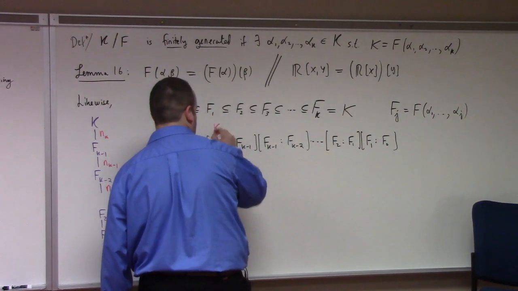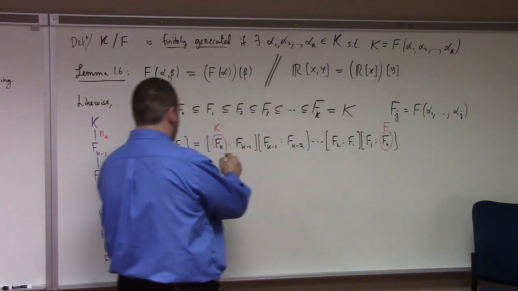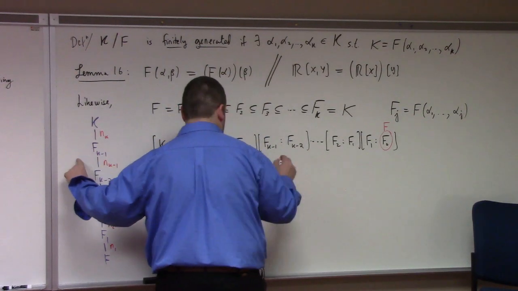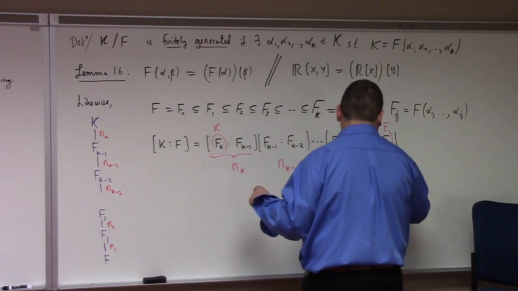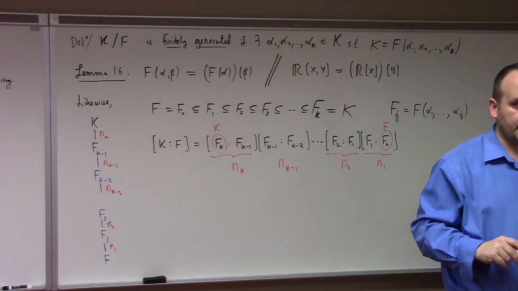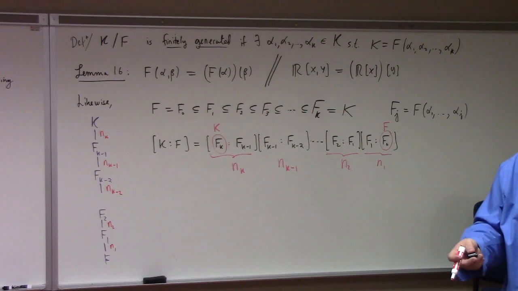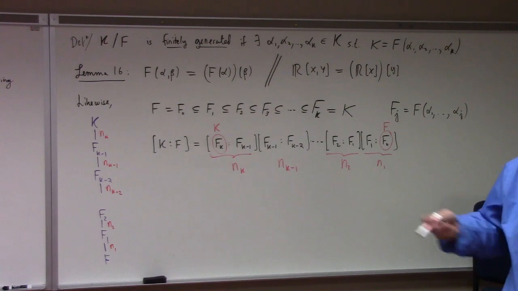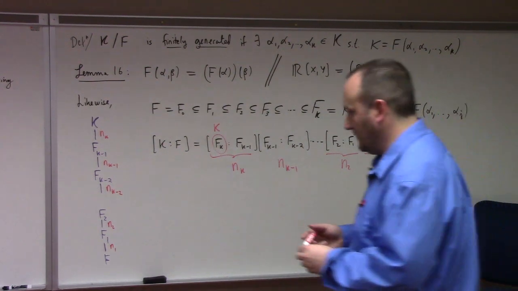Okay, so this is K, right? And this is F in the language at the moment. Anyway, the point is this degree is nk, n(k minus 1), down to n2, n1. So if you do a degree 2 extension followed by a degree 3 extension, you get a degree 6 extension, right? If you do a 2, then a 3, then a 5, you get a degree 30 extension, and so forth.